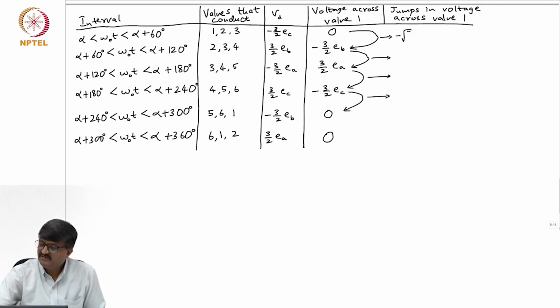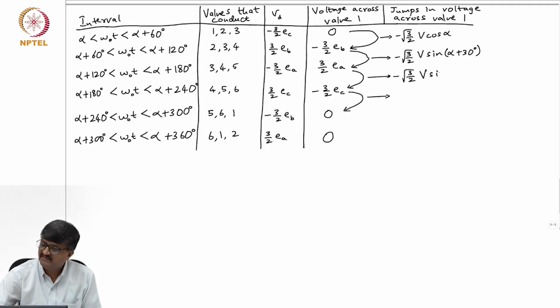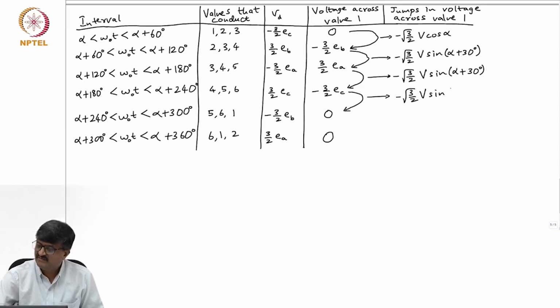The first jump is minus square root of 3 by 2 V cos alpha. The second jump is minus square root of 3 by 2 V sin of alpha plus 30 degrees. The next jump is minus root 3 by 2 V sin of alpha plus 30 degrees. And the last jump is minus root 3 by 2 V sin of alpha minus 30 degrees.